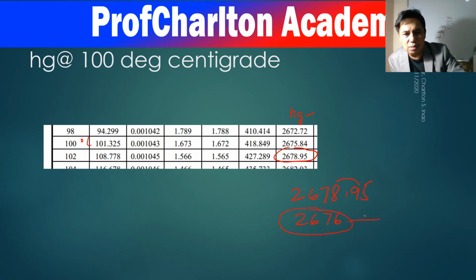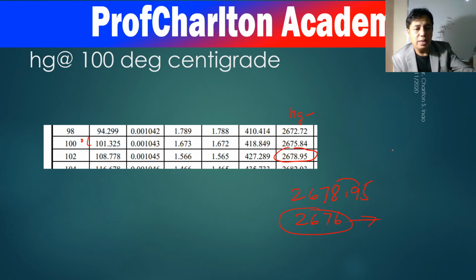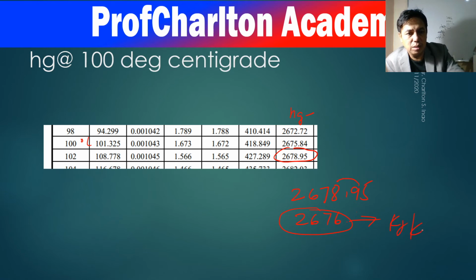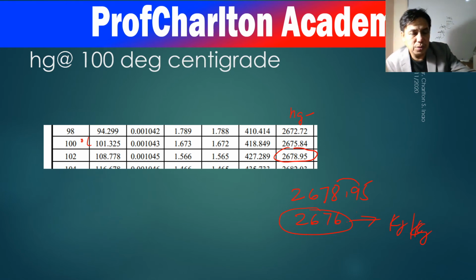What we're trying to say here is that there's a variation in terms of data source. So 2676 kilojoule per kilogram. I just showed it to you so that you have an idea where we are getting the data. So it depends on the source where you get it.